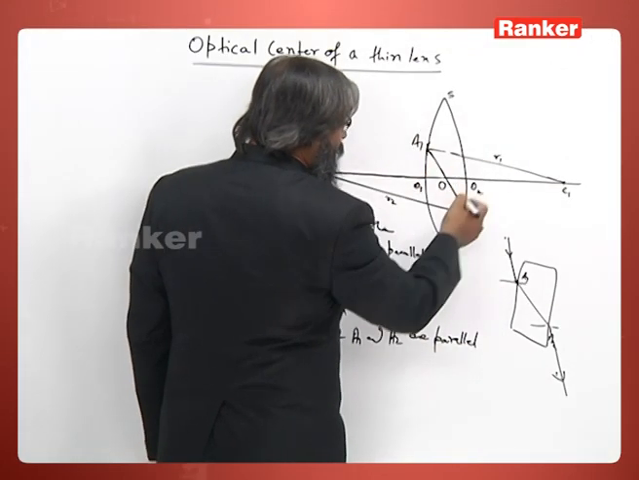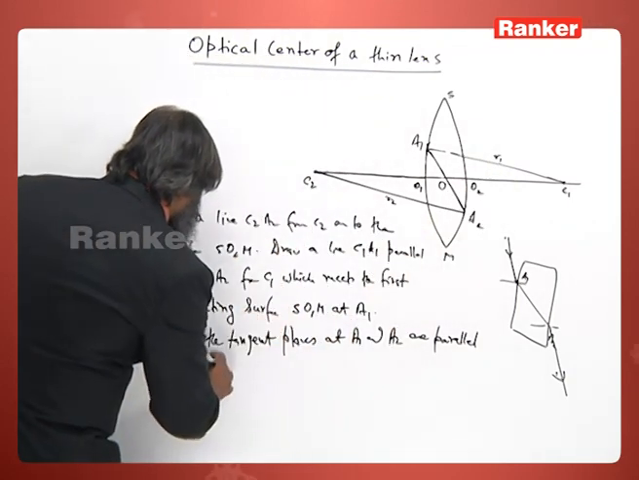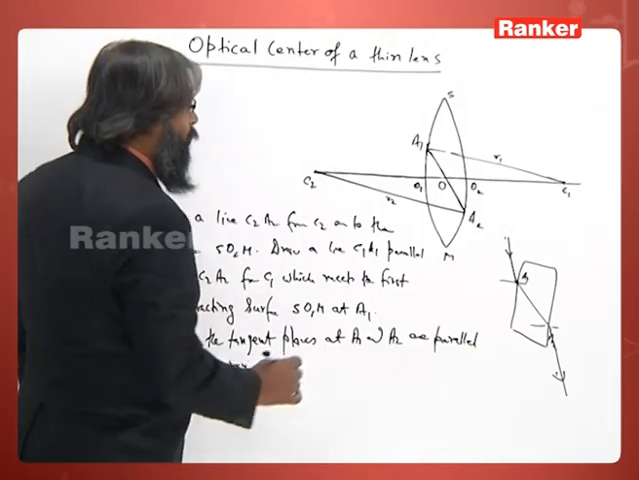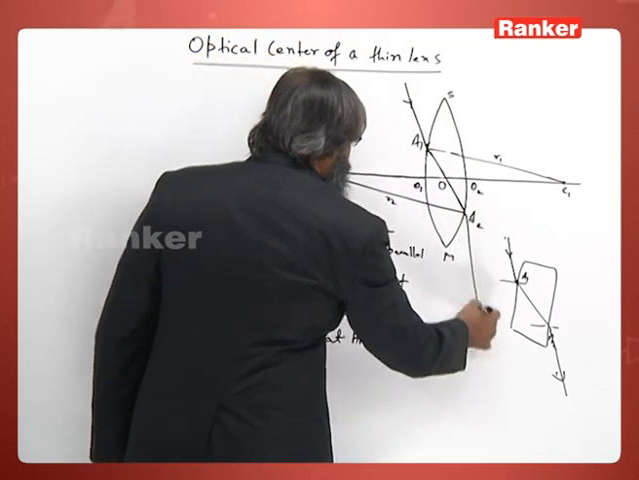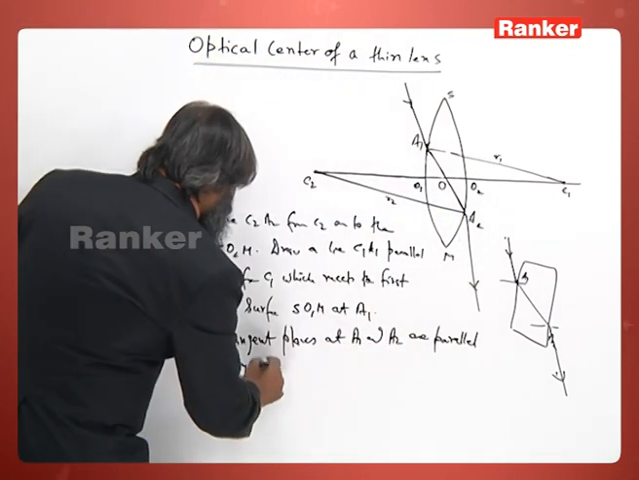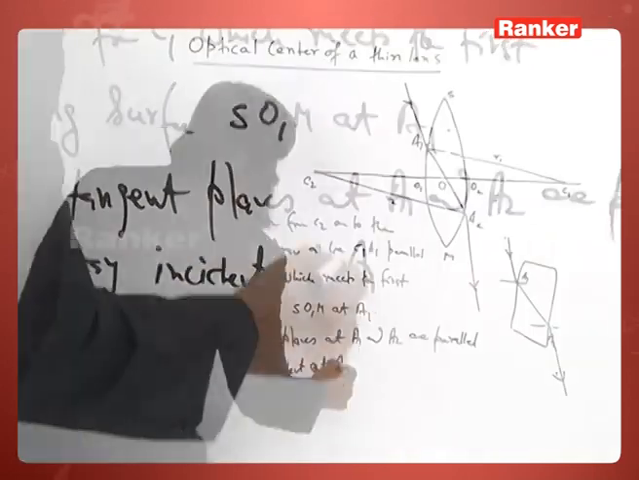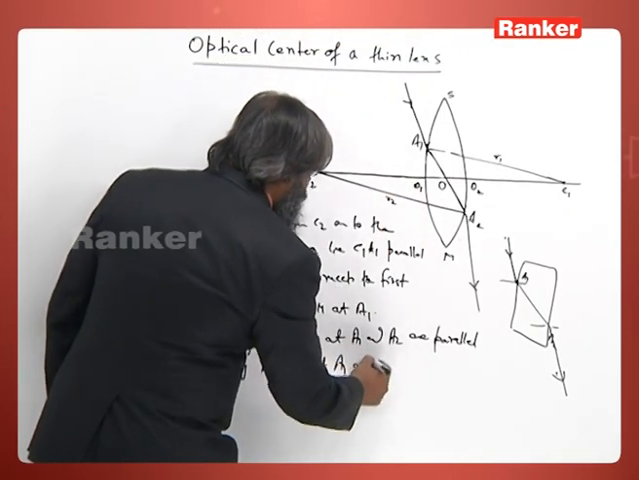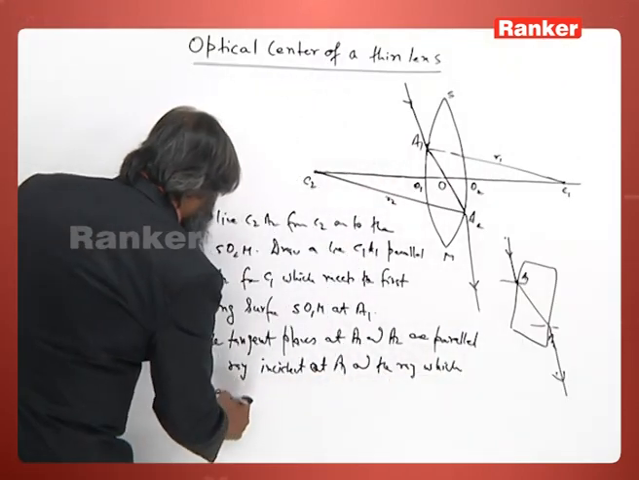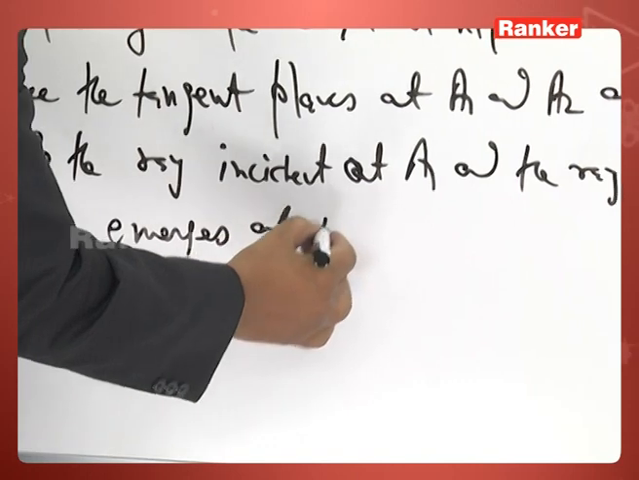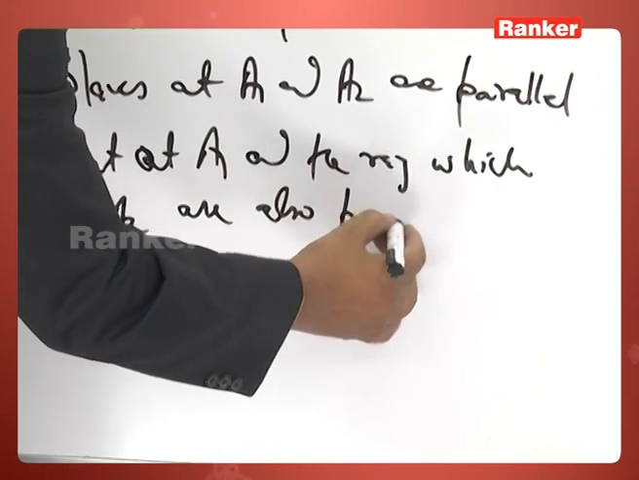Why are they parallel? Because their normals are parallel. So, tangent planes must be parallel. So, suppose this ray is coming like this and it goes like this. So, the ray incident at A1 in the diagram and the ray which emerges at A2 are also parallel.